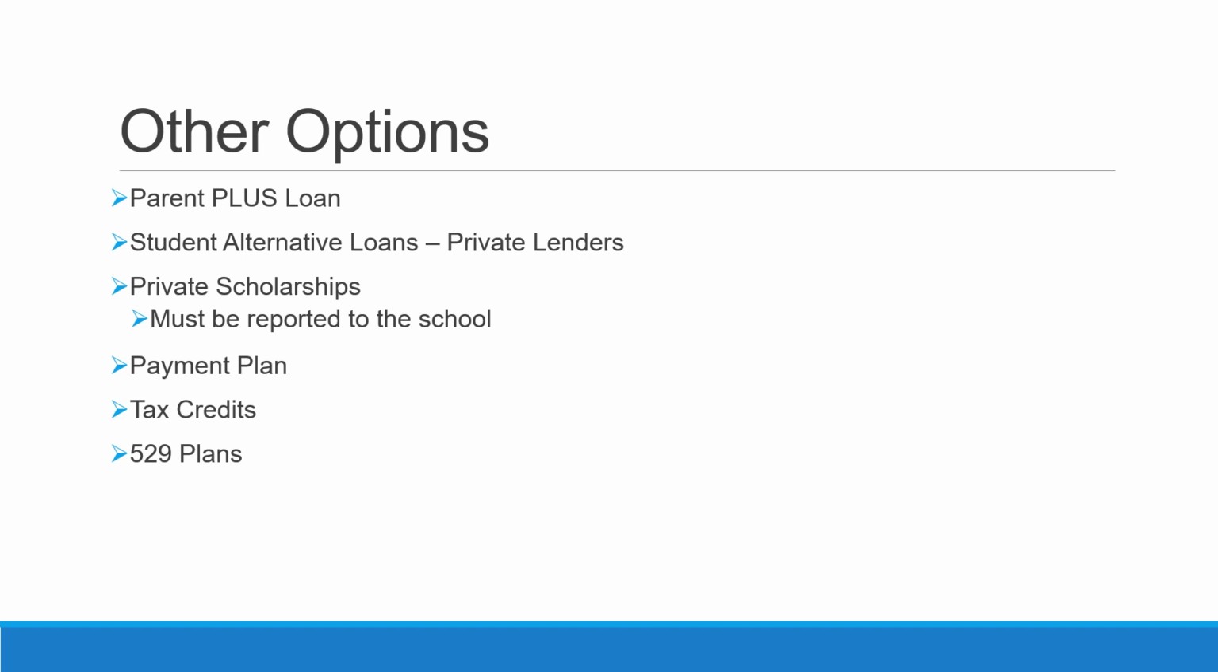The interest rate is also a variable fixed rate that adjusts annually on July 1st, and the current rate is 5.3%. The amount a parent may borrow through the Plus Loan program is the cost of attendance minus other financial aid. Through this program, parents may borrow to cover the cost of the EFC.